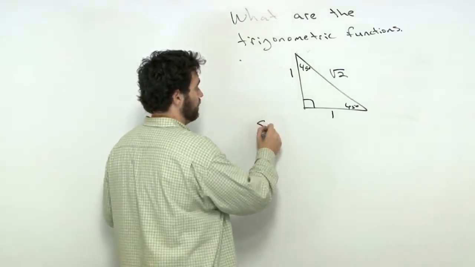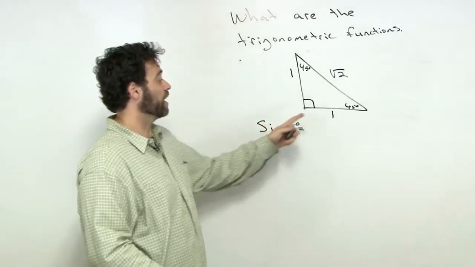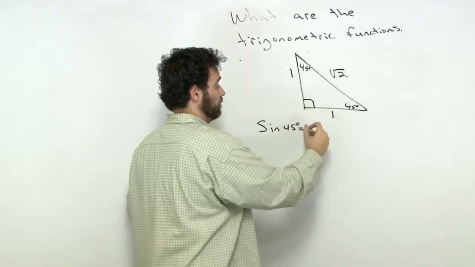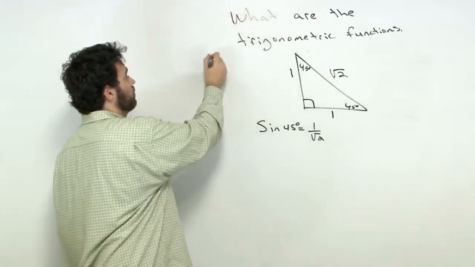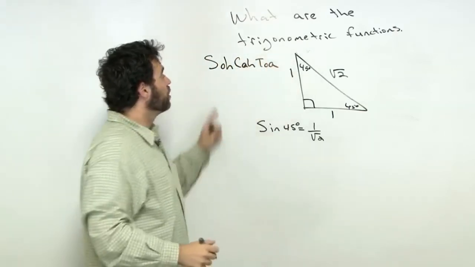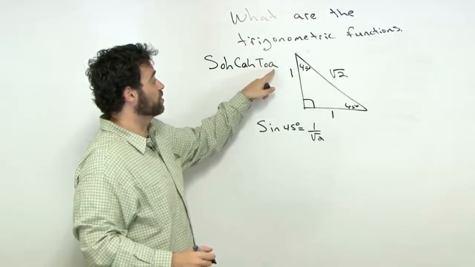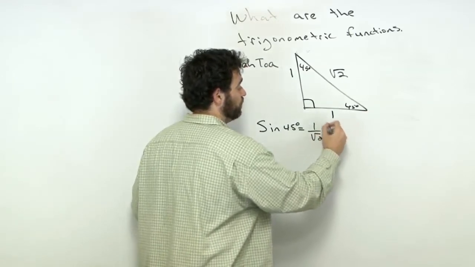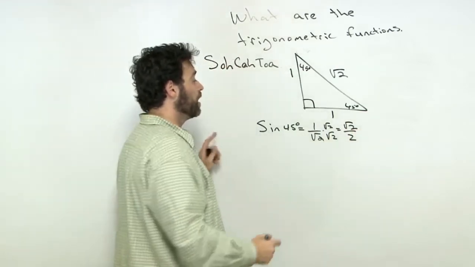So we get sine of 45. Sine of 45 is going to give us 1 over radical 2. And remember our good old SOHCAHTOA. Okay, sine is opposite over hypotenuse, cosine is adjacent over hypotenuse, tangent is opposite over adjacent. Okay, so sine, and then we want to fix that up. Multiply that by radical 2. So we get radical 2 over 2 is sine of 45.